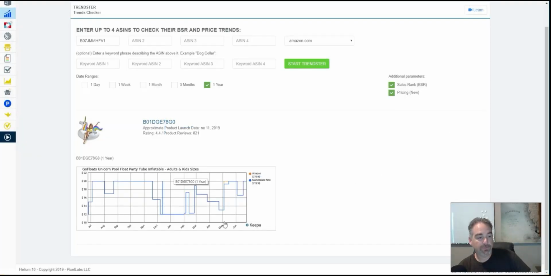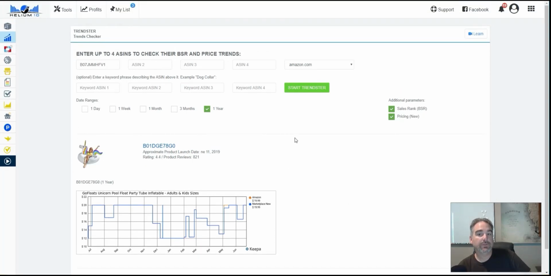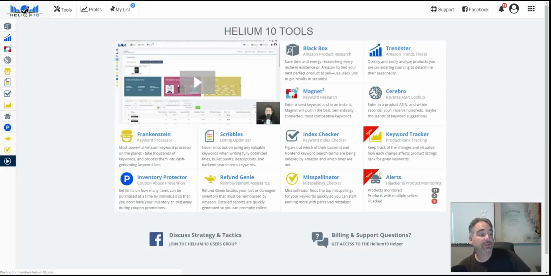This is something you want to run on every single product, because if not, you can really get burnt. So this tool is hugely valuable, in my opinion. So let's move on to the next one.